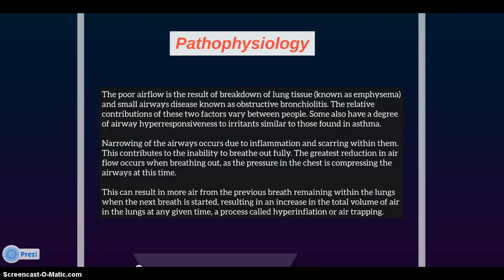Now, it's really important to talk about pathophysiology. The poor airflow is the result of breakdown of lung tissue known as emphysema and a small airways disease known as obstructive bronchiolitis. The relative contributions of these two factors vary between people. Some also have a degree of airway hyperresponsiveness to irritants similar to those found in asthma. Narrowing of the airways occurs due to inflammation and scarring within them. This contributes to the inability to breathe out fully.